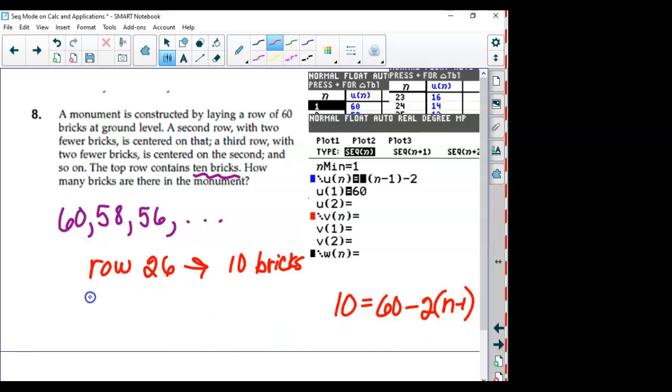All right, back up over here, though. We want the sum. What kind of a sequence is this? Arithmetic. So to find the sum of 26 rows, you take 26 divided by 2, first row plus last row. $910, anybody?